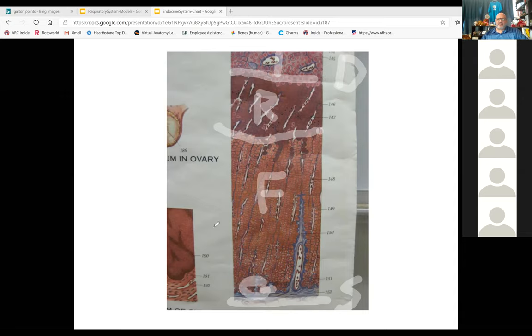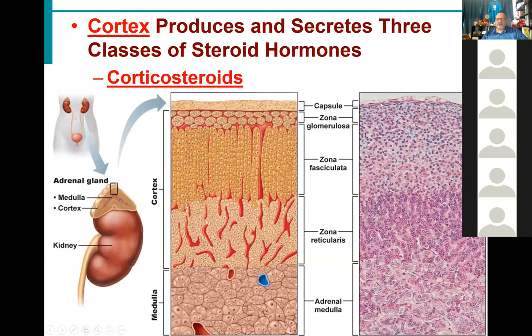So again, a lot of the textbooks always show superficial up and deep down, and that's really why I want to emphasize this. But when you look at this histologically, when you look at other ways, you're not going to see that. All right. So again, find that fibrous capsule. And then it doesn't matter how I orient this picture, you will be able to distinguish the distinct regions.